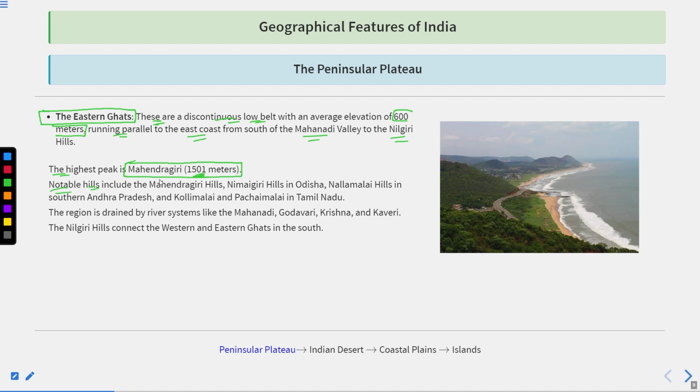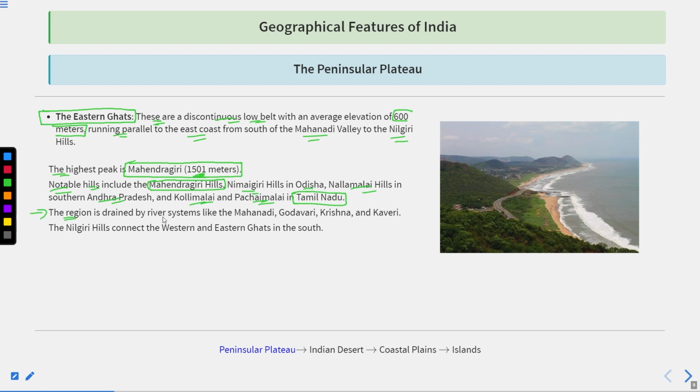Notable hills include the Mahendragiri Hills, which is also the highest peak of the Eastern Ghats, Nimaigiri Hills that are in Odisha, Nannamalai Hills, these are in southern Andhra Pradesh, Kollimalai Hills, and the Pachimalai, these are in Tamil Nadu. Okay.